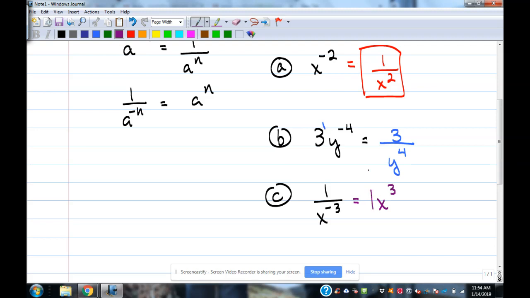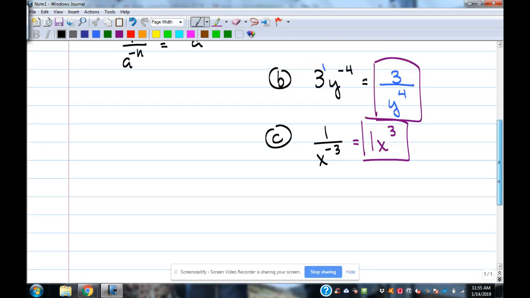Technically, that 1 is in front of it. So this is what we're finding for answers. We're changing negative exponents to positive exponents to find our answers.